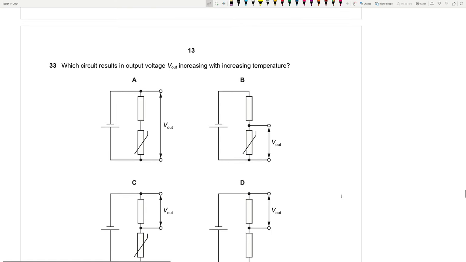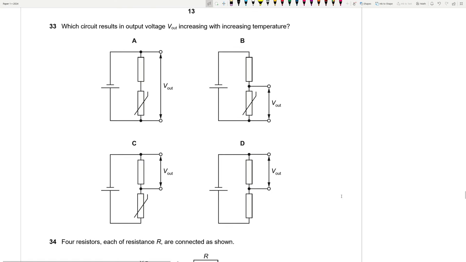Which circuit results in output voltage increasing with increasing temperature? So this is a thermistor. We know that with a thermistor, when temperature increases, resistance actually decreases. Okay, so A is completely wrong because it's connected to both. It's not right. Let's look at this. When temp increases, resistance will decrease. So according to the potential divider, its voltage output will decrease. So B is wrong. Let's check this out. When temp increases, resistance decreases. So the voltage of the thermistor will decrease, but the voltage of the fixed resistor will actually increase. So 33 is C. Great.